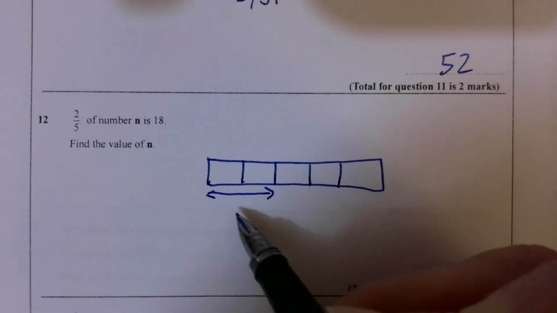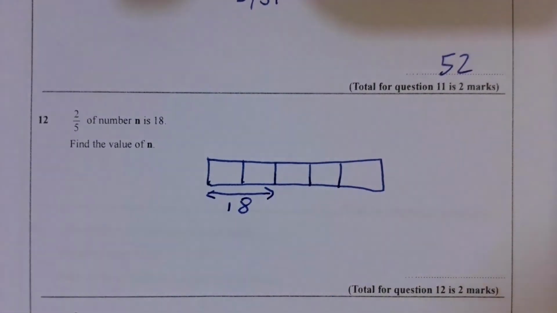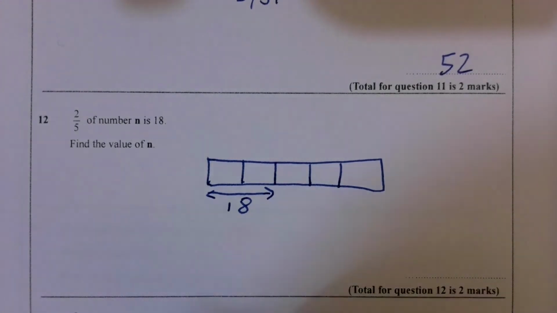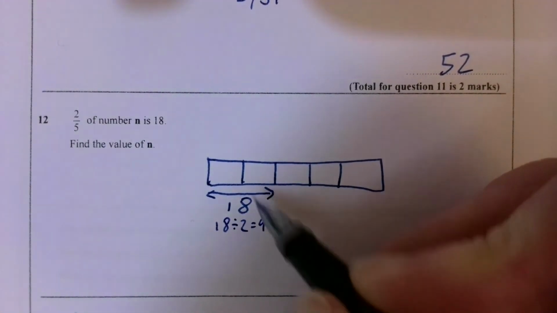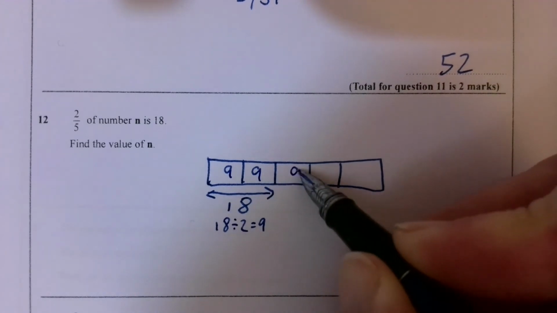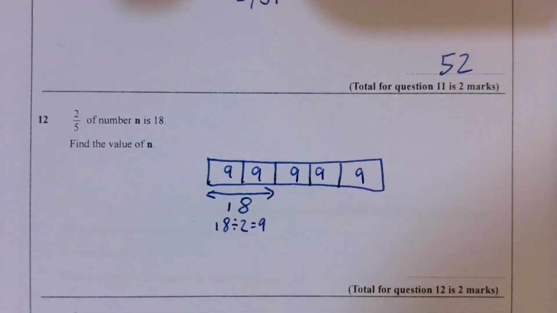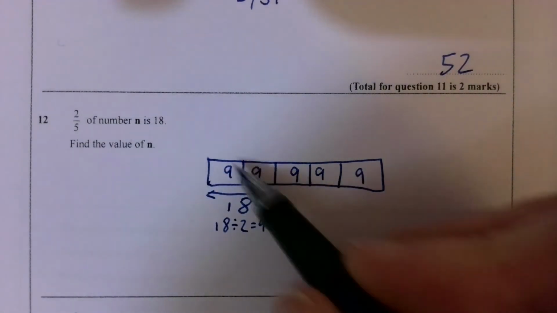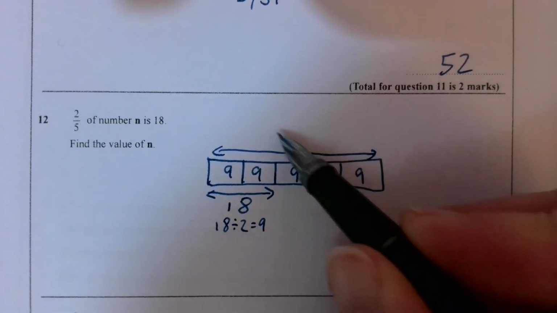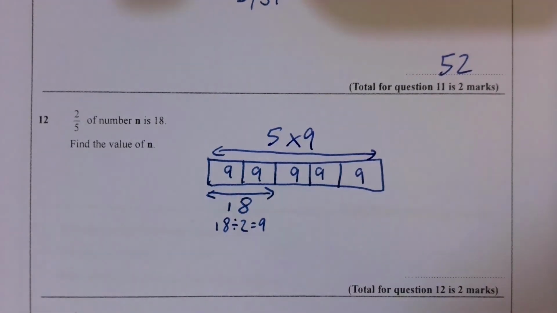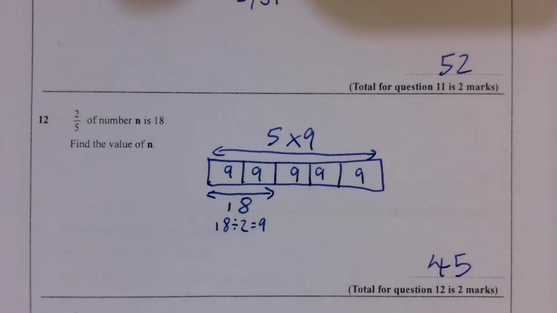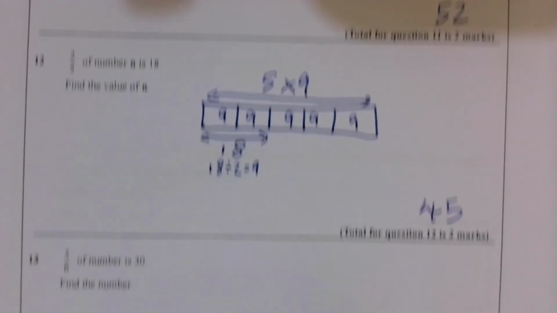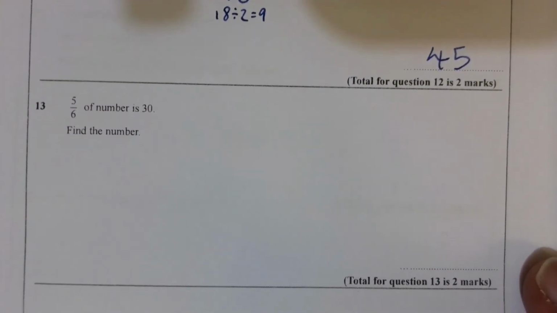So 2/5 is that much, isn't it? That's making 18. So what number must be there? Well, that must be 18 divided by 2, which is 9, isn't it? So that means each fifth is worth 9. What we've got here is 5 times 9, isn't it? And 5 times 9 is 45. Have a go at doing the same thing for question 13.